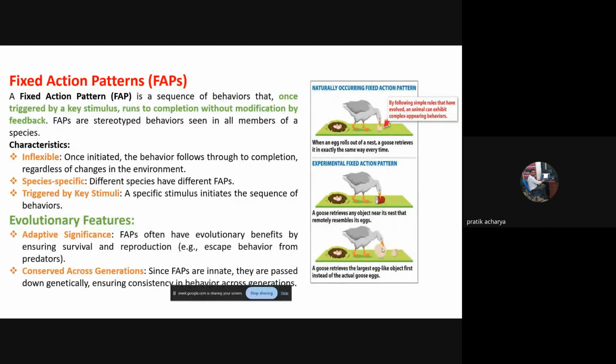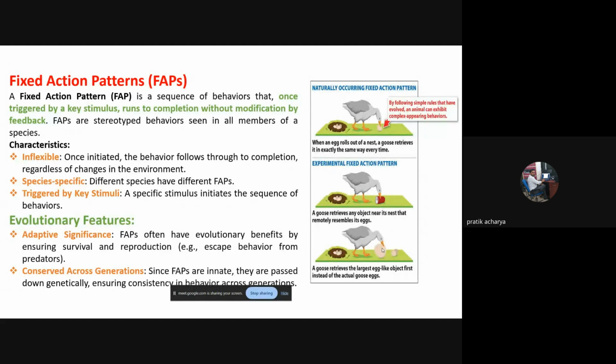Then here is the pattern known as fixed action pattern. Why is the organism doing a fixed action pattern? It's a sequence of behavior that, once triggered by key stimuli, runs to completion without modification by feedback. Whatever external conditions are provided by the environment or any other factor that is not meant for the organism, the organism sticks to its fixed action pattern.